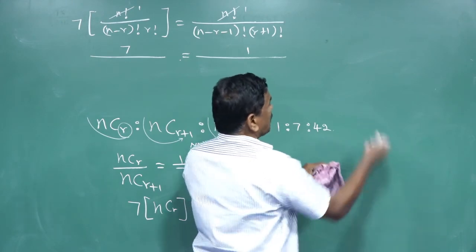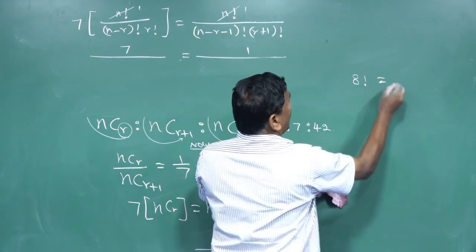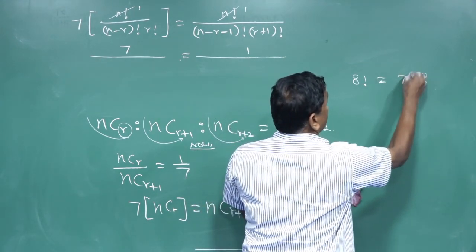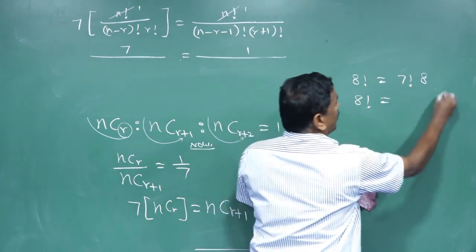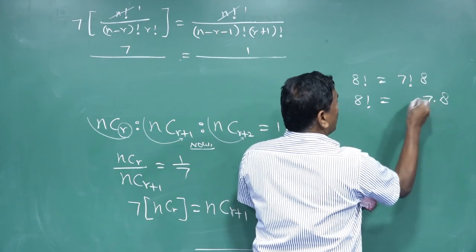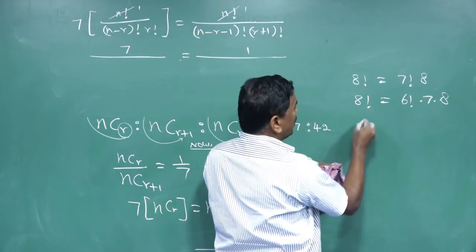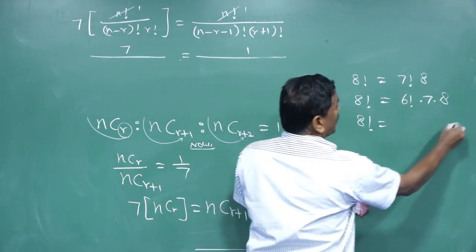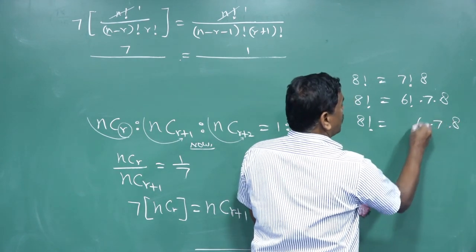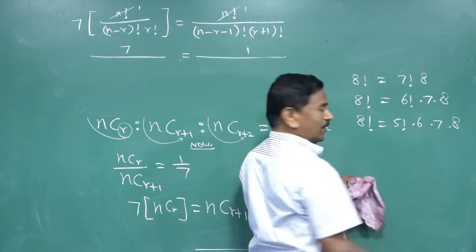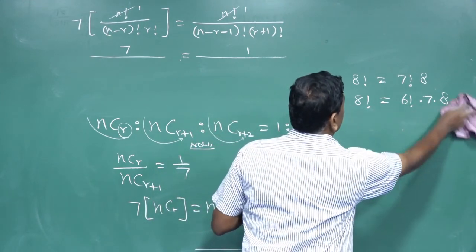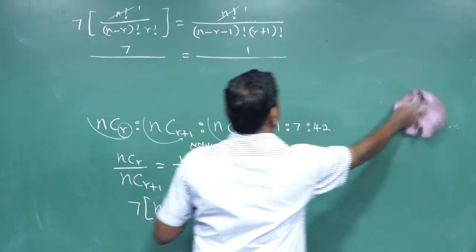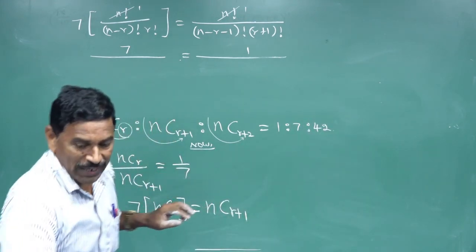For example, 8 factorial equals 8 into 7 factorial. Why not? 8 factorial equals 8 into 7 into 6 factorial. Likewise, 8 factorial equals 8 into 7 into 6 into 5 factorial. Likewise, we can split, which is a rough idea. Using this technique, I want to rewrite.